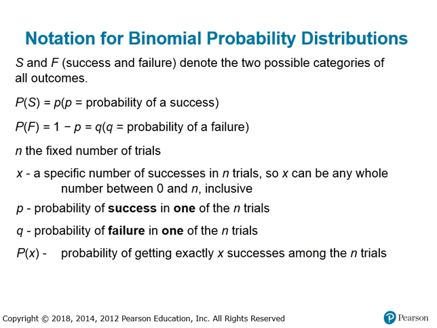Some of the notation that we need to make sure that we know: we have S and F for success and failure. The probability of a success is P of S. That's the thing we're focused on. Probability of a failure is 1 minus P, and we use the letter Q to represent the probability of a failure. Those are what we don't want to have happen.